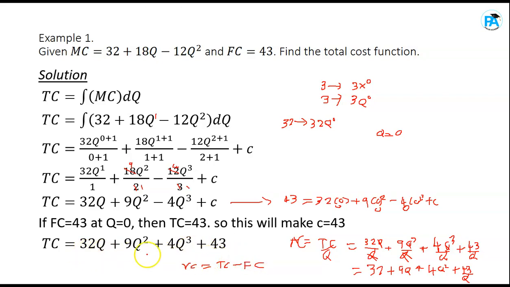If you subtract 43 from this total cost function, you'll be left with what? 33Q plus 9Q squared plus 4Q cubed. So this would have been the variable cost. 33Q plus 9Q squared plus 4Q cubed. So that's the end of this.